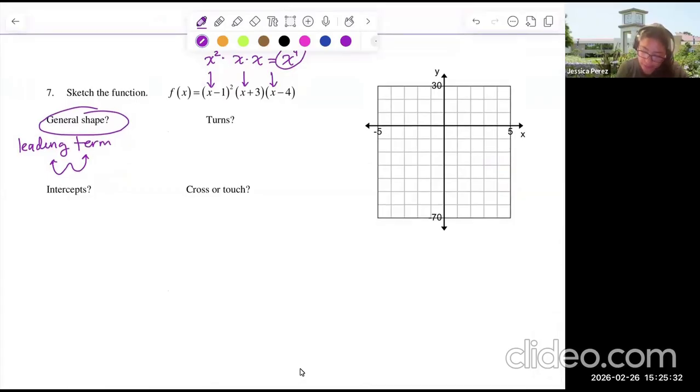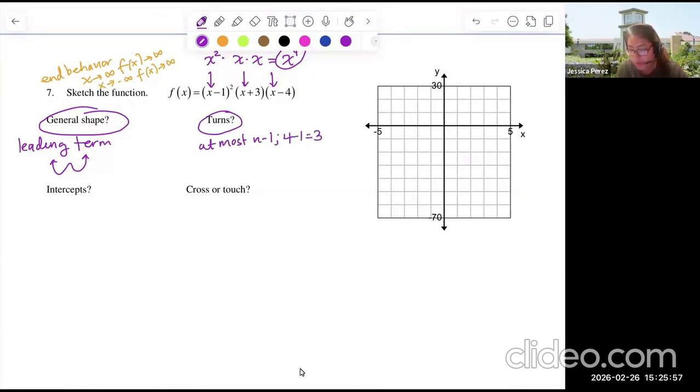where I know that my end behavior is that as x approaches infinity, f of x will also go to infinity. As x goes to negative infinity, my function will also be positive infinity. Now, how many turning points? It's going to be at most n minus 1 turning points, which is 4 minus 1, which is at most 3 turning points.